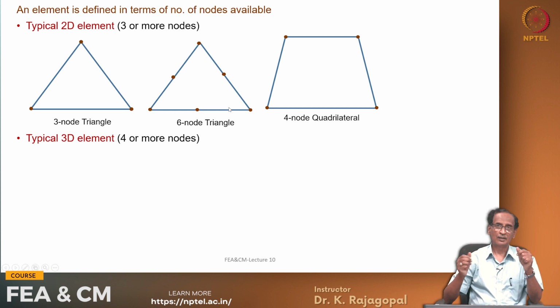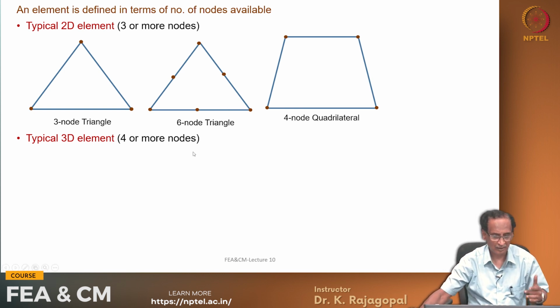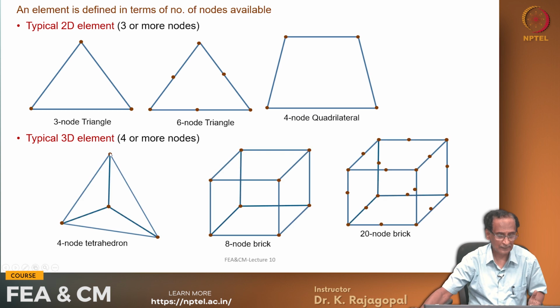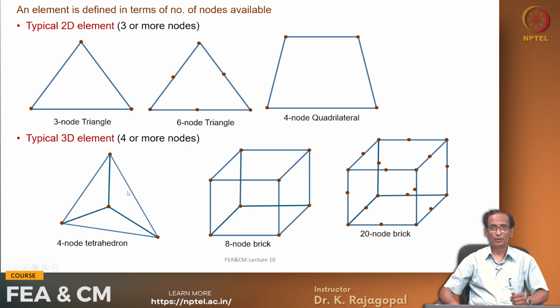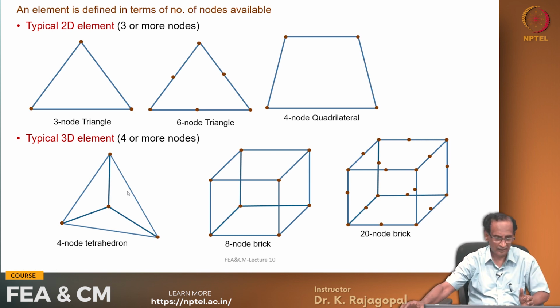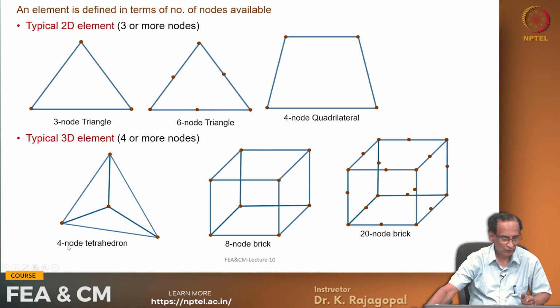So if you have a circle, that also can be approximated as equivalent triangles or rectangles, depending on the type of elements that you have in your program. Okay. And these are some of the typical 3-dimensional elements. We require a minimum of 4 nodes to define a 3D shape. Here is a 4-node tetrahedron and an 8-node brick element or a 20-node brick element, and so on.